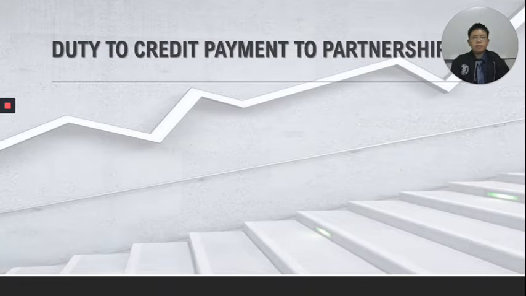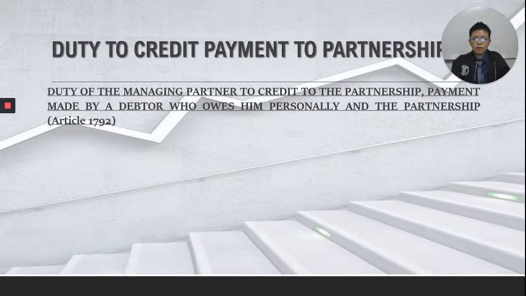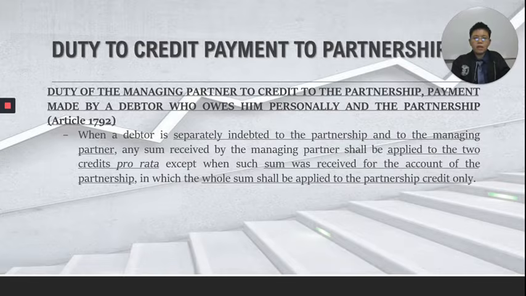So this provision will apply only to a managing partner who collects credit from a debtor. So here in 1792, remember, there is only one debtor. That one debtor is indebted to the partnership and also to the managing partner. In short, meron siyang dalawang utang. Now, the managing partner successfully collects a sum from the debtor.